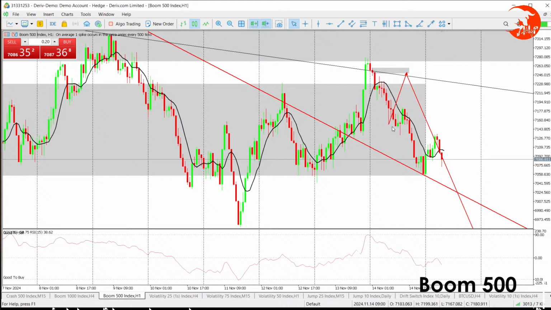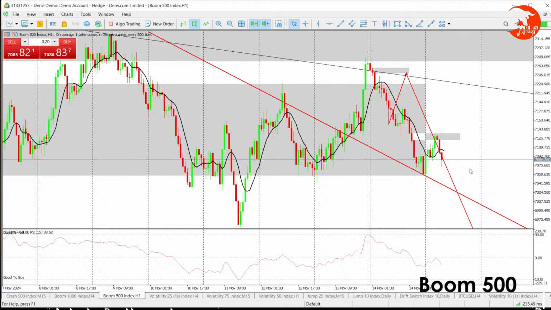Now we've started. Here we have the change of character. That's it. Then it retested back to that level there, and now we have started to sell. It has reacted to that fair value gap there, so we have started to sell.